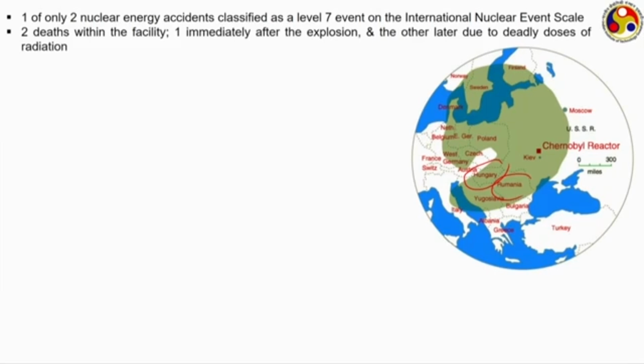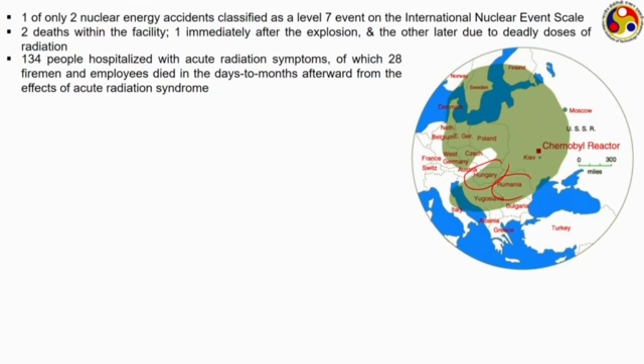So, from that point of view, Chernobyl is often termed the biggest man-made nuclear accident to have struck the world. Initially, only 2 persons died in the facility following the explosion. One died almost instantly, which is quite surprising, because despite such a huge explosion, only 1 person died on the spot, and the other died later due to deadly doses of radiation.